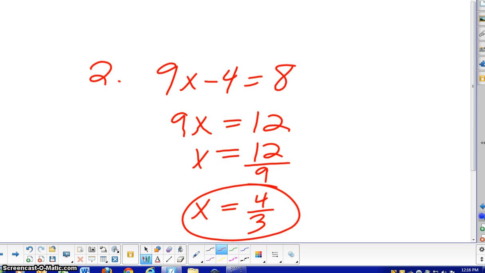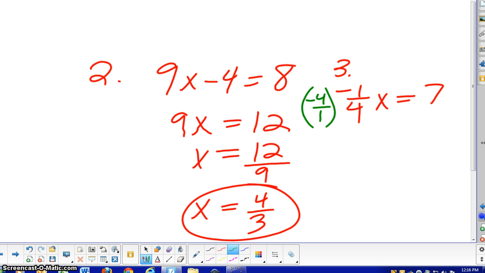Okay, now let's do another one. Number 3, let's mix in some fractions, starting out slow with negative 1/4 x equals 7. Anytime you have a fraction, it's much easier to multiply both sides by the reciprocal. That's why earlier in the chapter that is such a big deal. The reciprocal will help you solve these types of problems.